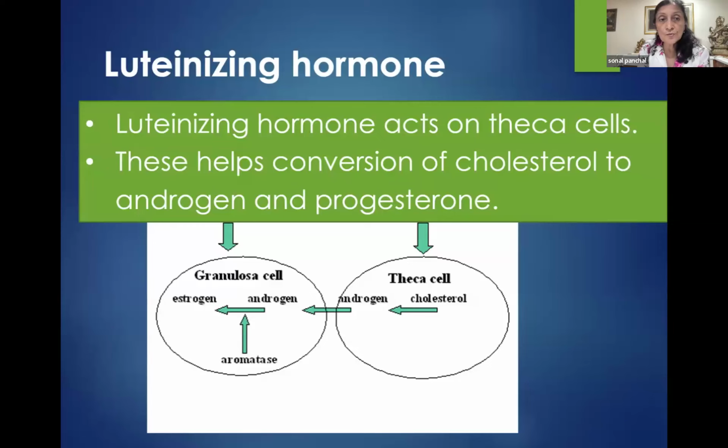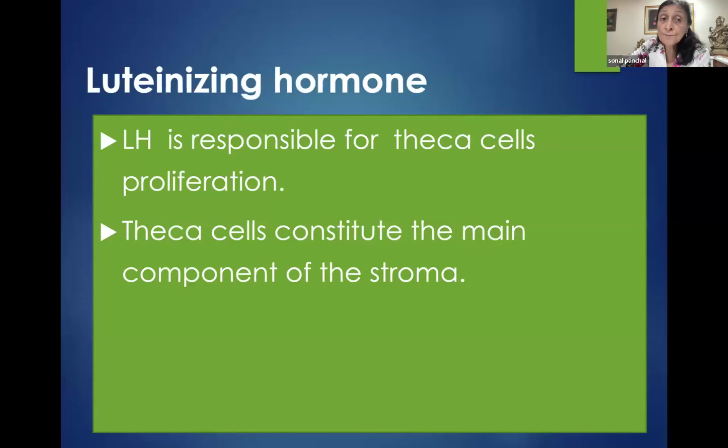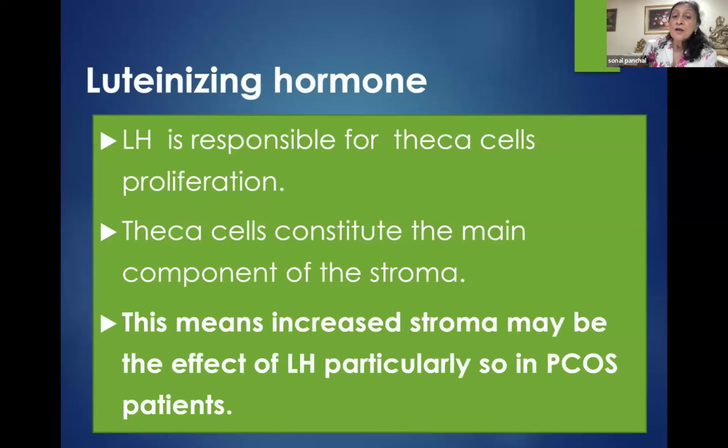Coming to the luteinizing hormone. The luteinizing hormone, as we know, acts on the theca cells. This helps conversion of cholesterol to androgen and progesterone. We all know about the two-cell two-hormone theory. It is LH which is responsible for theca cell proliferation. Theca cells constitute the main component of the stroma, and therefore, if you find abundant, increased stroma, this may be an effect of LH, particularly so in PCOS patients.